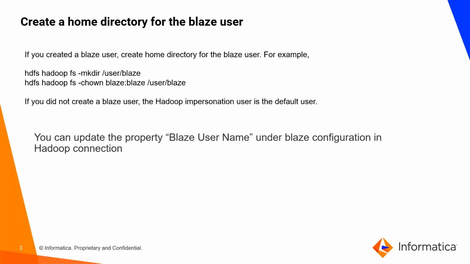Moving on, first we need to create a home directory for the Blaze user. If you created a Blaze user, create a home directory for that Blaze user. For example, you can run this HDFS command to create a home directory for the Blaze user and give the permissions. If you did not create a home directory for a Blaze user, the Hadoop impersonation user is the default user. You can specify the Blaze user property under Blaze configuration in Hadoop connection.